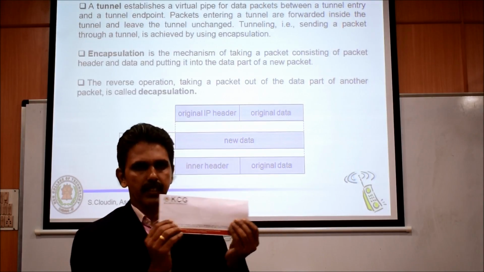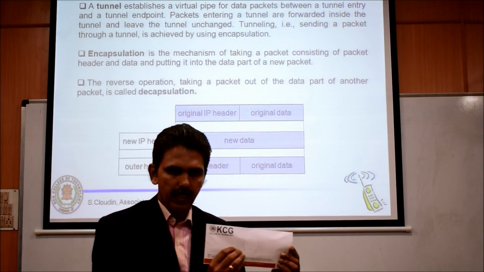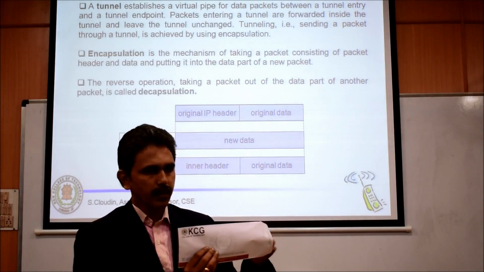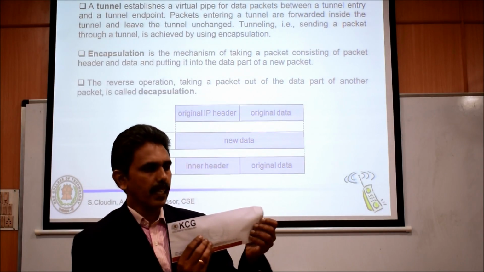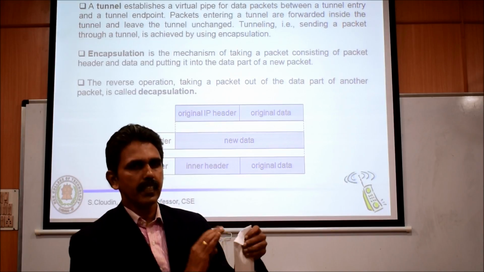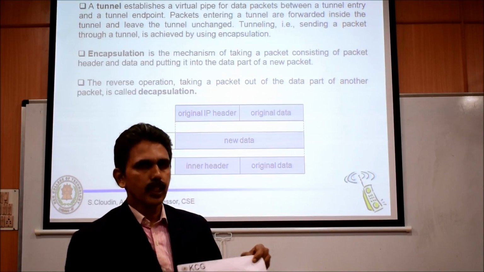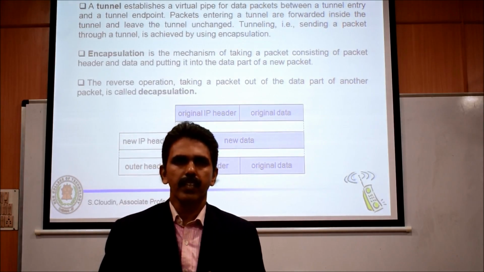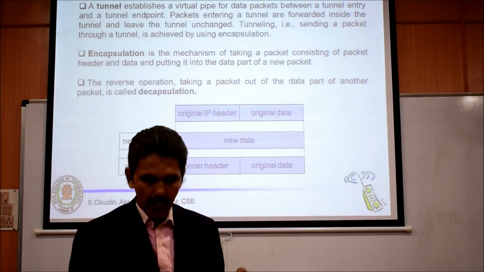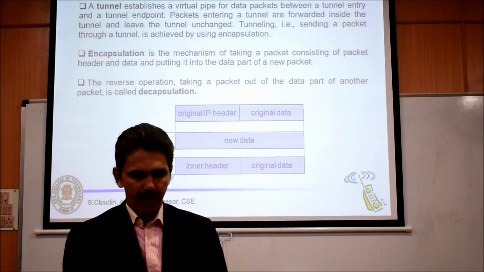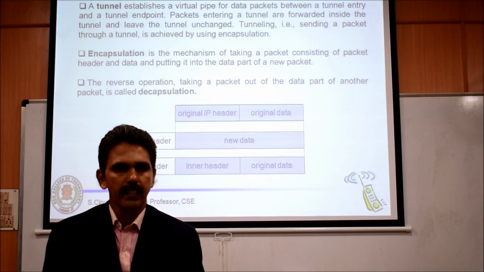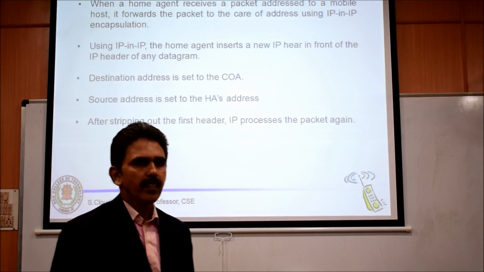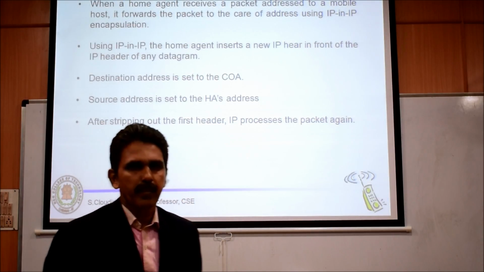The whole packet received from the CN at the home agent is kept inside another packet and transferred, that is encapsulated, and it is transferred to the care-of address through the process of tunneling. So this is the process of encapsulation and tunneling. This is what I mentioned.